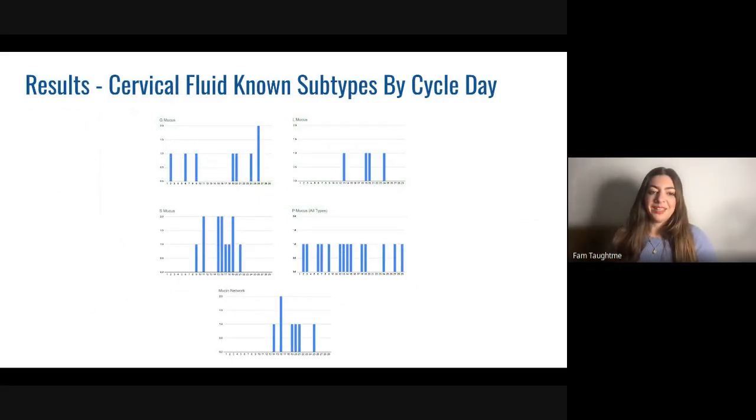So the next thing I did was analyze those cervical fluid samples of all of the images that I took. I searched through for each cycle day. And then I tried to figure out where in the cycle those observations happened for the subtypes that are already known and unknown.